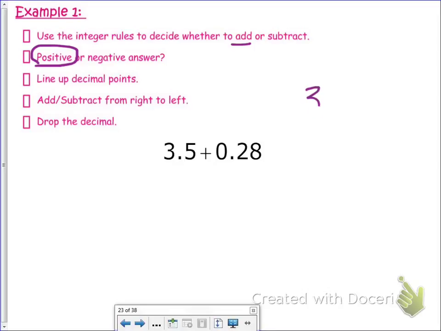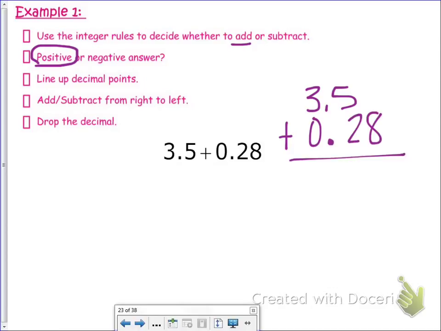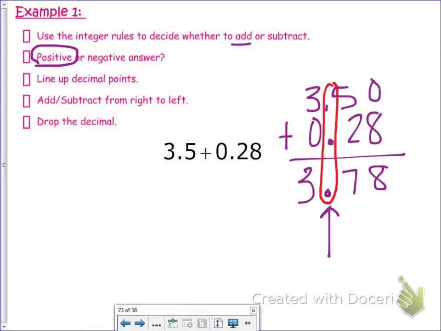So we have 3.5, and then the next step says that we line up those decimal points. So this is what it's going to look like. The 0 will line up with the 3, the decimal point will line up here, and then 2 and 8. 8 does not have a number to go with, so we fill in a 0 so that it has a buddy. Then we just add like normal. 8, 7, bring down the decimal point, and 3. Notice the big thing that we did here was that the decimals stayed lined up.